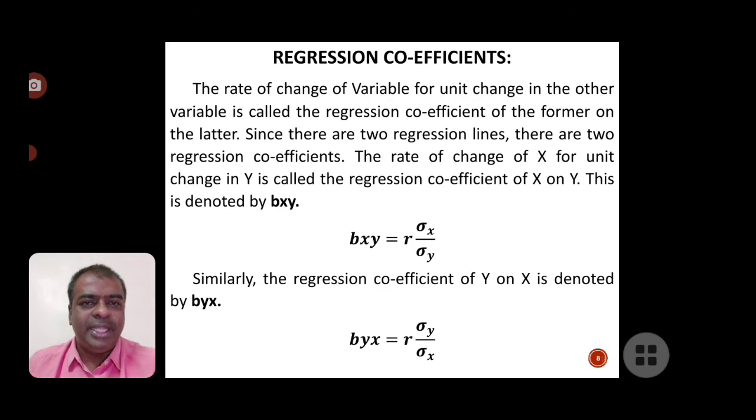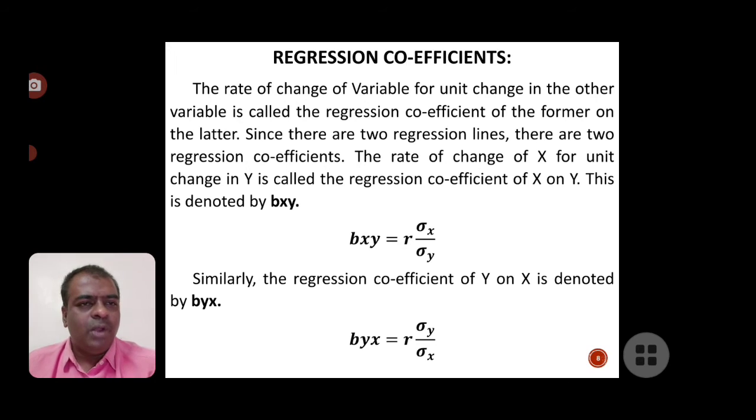This percentage change, or the amount of change, or the rate of change is what is measured by the regression coefficient. So I repeat it once again. The rate of change of a variable for a unit change in the other variable is called the regression coefficient of the former on the latter. And we all know, since there are two regression lines, there are two regression coefficients. The regression coefficient of x on y is called bxy, and the regression coefficient of y on x is called byx.